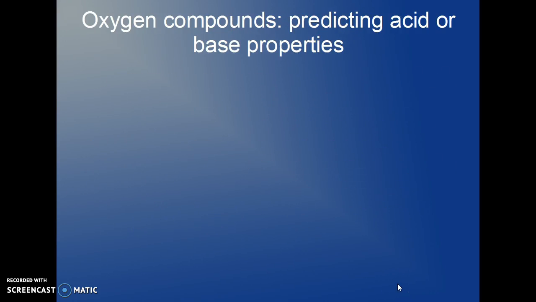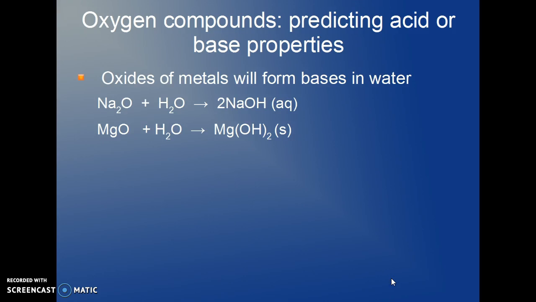Now, if oxygen is involved in the compound, we can predict the acid or base properties. First, oxides of metals will form bases in water. This is a reality that's been known for well over 100 years. So if you put sodium oxide into water, you get sodium hydroxide. If you put magnesium oxide in water, typically hot water, it will make magnesium hydroxide.